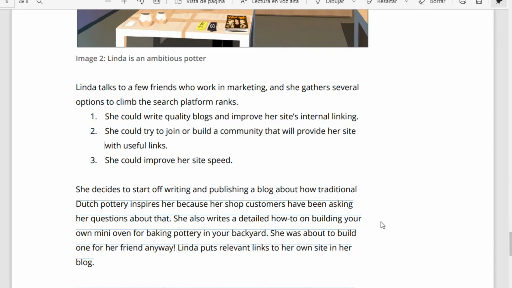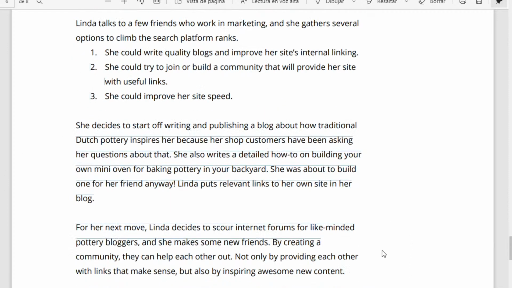She decides to start off writing and publishing a blog about how traditional Dutch pottery inspires her because her shop customers have been asking her questions about that. She also writes a detailed how-to on building your own mini oven for baking pottery in your backyard. She was about to build one for her friend anyway. Linda puts relevant links to her own site in her blog.